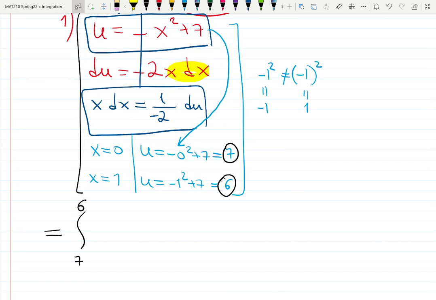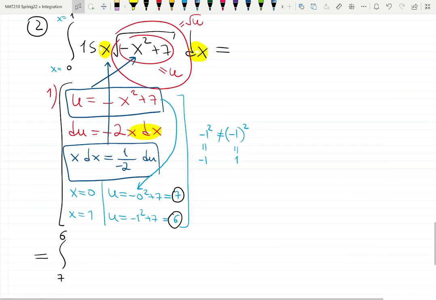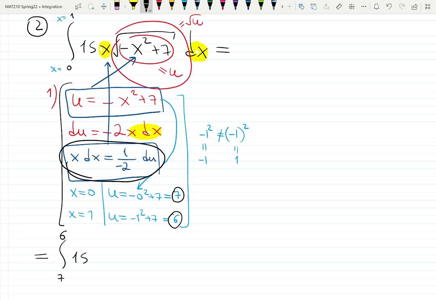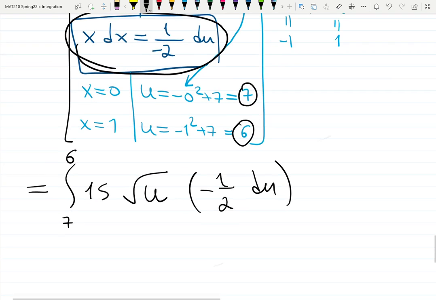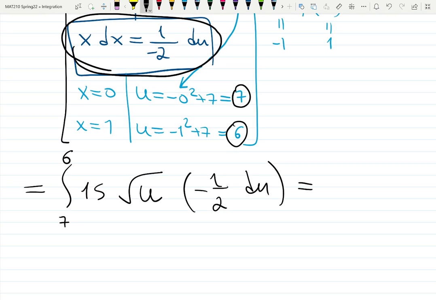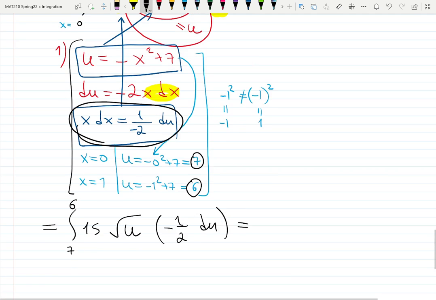So, what do I have there? There's a number standing, 15. Don't touch 15, it's there. Now, x dx, that will be this piece, minus 1/2 du. Square root of u, that was planned, we needed that. And x dx becomes minus 1/2 du. Can we solve this integral? Yes. We have all the constants except square root of u, which we will integrate using the power rule.